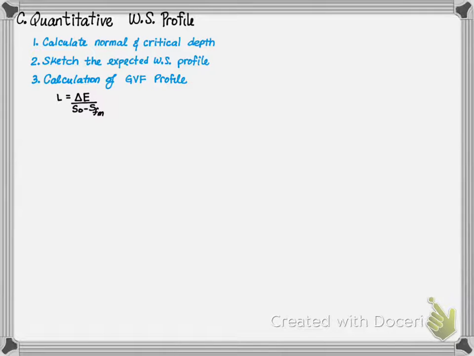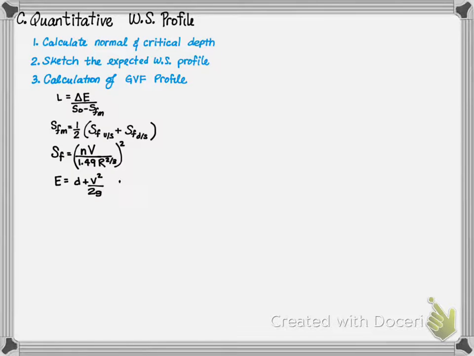The gradually varied flow profile length is defined by the change in energy over the change in bed slope minus the change in friction slope. Now, how do we calculate our terms? The friction slope is an average friction slope between the upstream and downstream point. The friction slope is calculated by rearranging the Manning's equation as shown. And the energy is calculated using the specific energy equation.